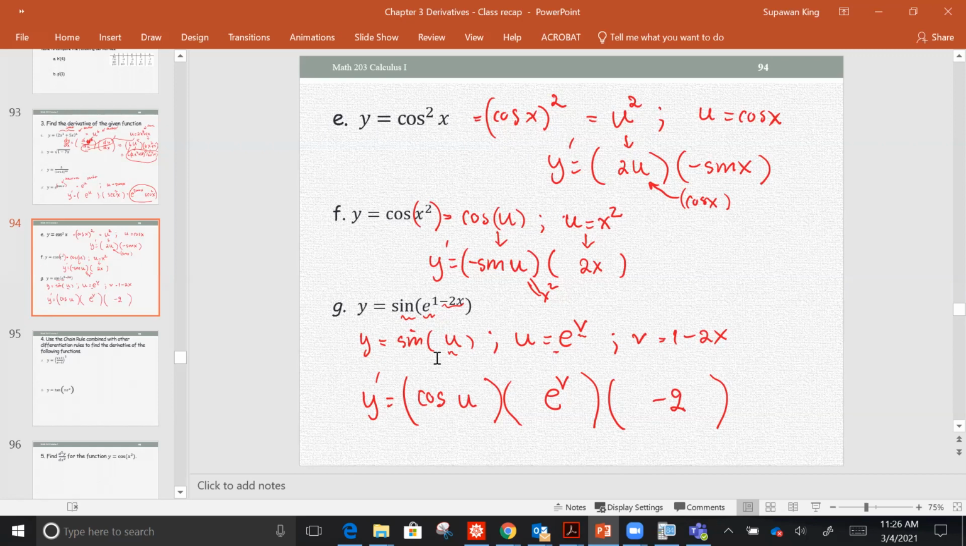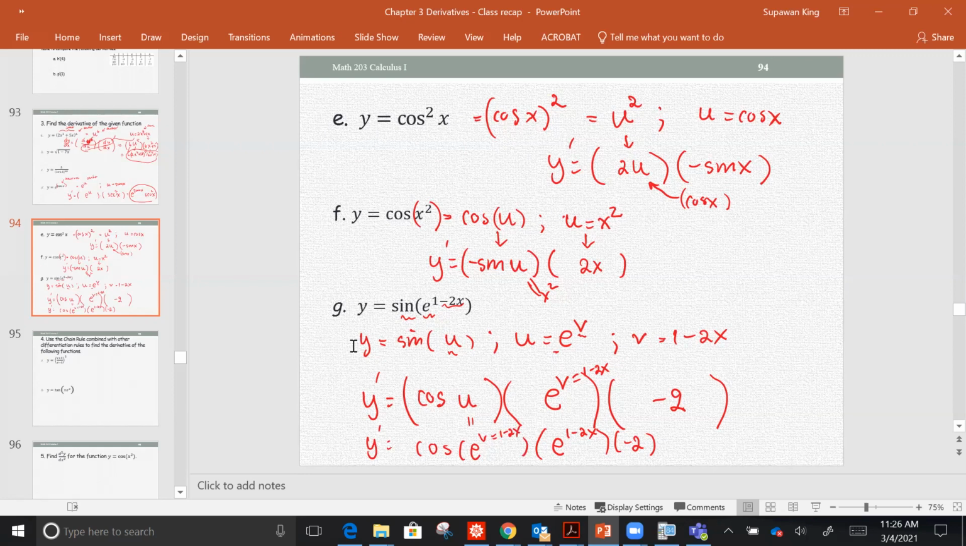And after you are done multiplying by all the derivatives of each portion of the function here, you have to get back to the original x term. We call the v is 1 minus 2x. That means this term will be replaced with e to the power 1 minus 2x multiplied by negative 2 here. This step is going to simplify. And the first function is the cosine of the u. What is the u? U is e to the v. And what is the v? V is 1 minus 2x.